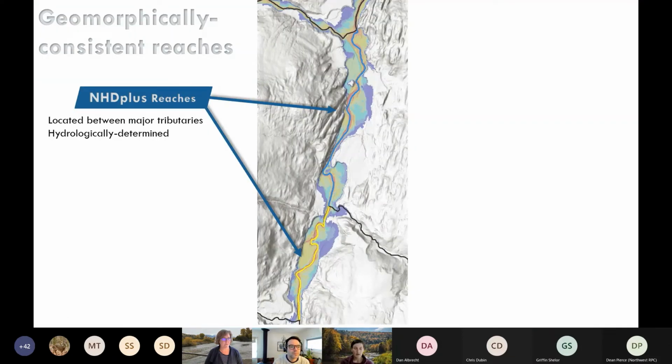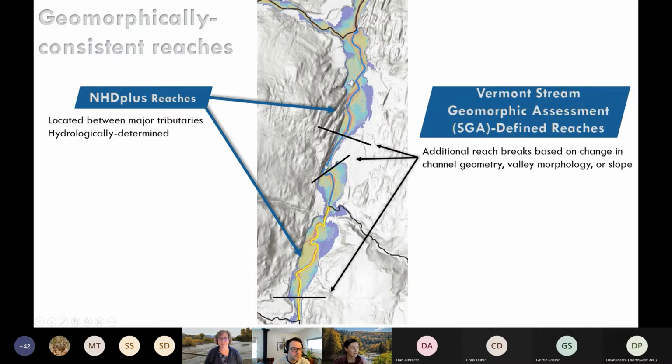The first is thinking about our reach definition, right? To do this HAND-based mapping, we're segmenting the world into these reaches. And our phase 1 relied on these NHD Plus defined reaches. These are really hydrologically defined reaches, where each reach starts and stops with the presence of a major tributary. So you can see there's this yellow reach that starts and stops with these 2 tributaries, and there's a blue reach. We did decide to explore what additional reach breaks and additional resolution on these reaches might provide to this floodplain mapping effort. And again, being in Vermont, we're very blessed with all sorts of data sets.